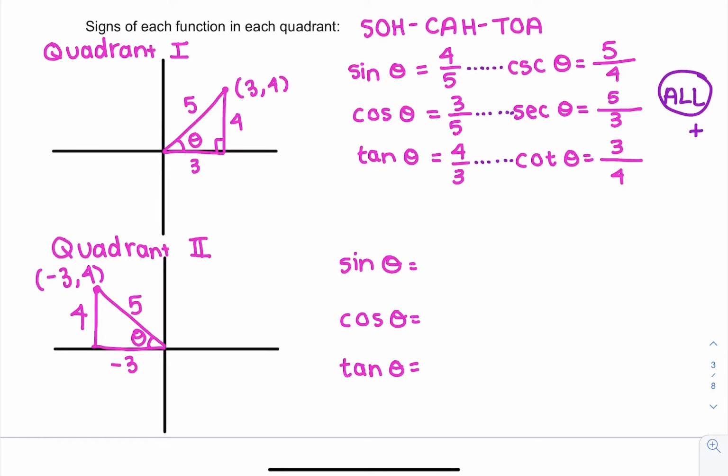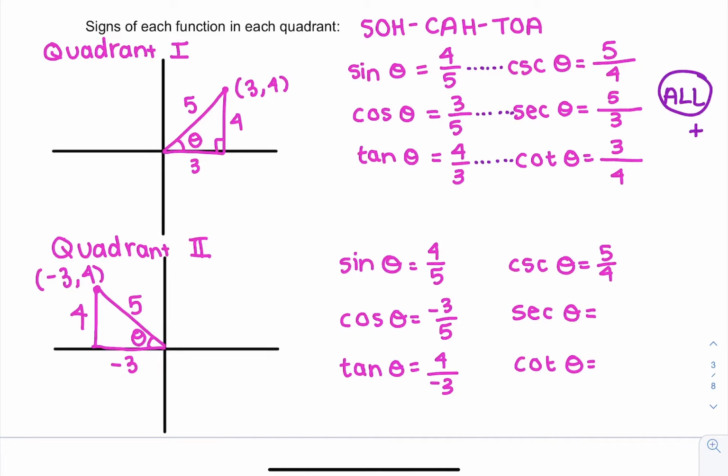So sine, opposite over hypotenuse, 4 over 5. So that stays positive. Cosine, adjacent over hypotenuse, so negative 3 now over 5. And tangent is opposite over adjacent, so 4 over negative 3. Now we find our partner ones that we can flip: cosecant, secant, and cotangent. So let's flip the other one. Flipped for sine would be 5 over 4. Flipped for cosine would be 5 over negative 3. And flip for cotangent, for tangent, would be negative 3 over 4.